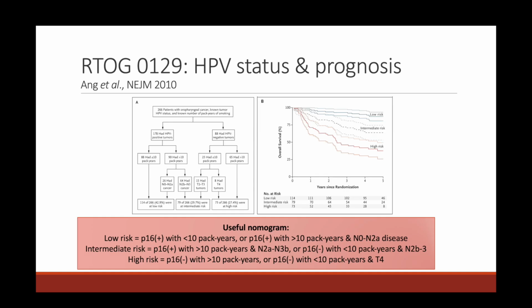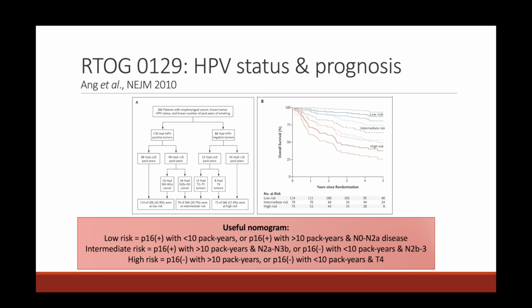They then went on to divide the patients into 3 different risk groups and created a nomogram based on the P16 status, the number of pack years, as well as the stage. So in this study, low-risk patients were P16 positive with less than 10 pack year smoking history, or P16 positive with greater than 10 pack years but N0 to N2A disease.